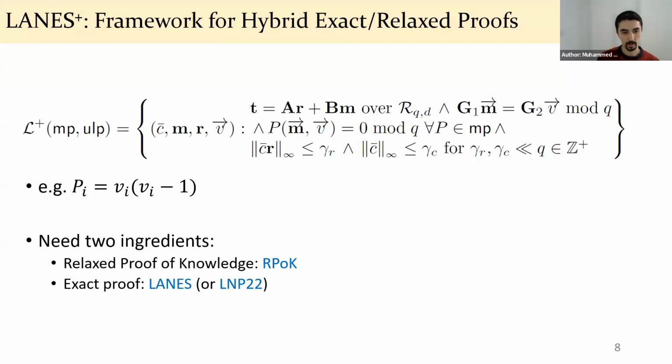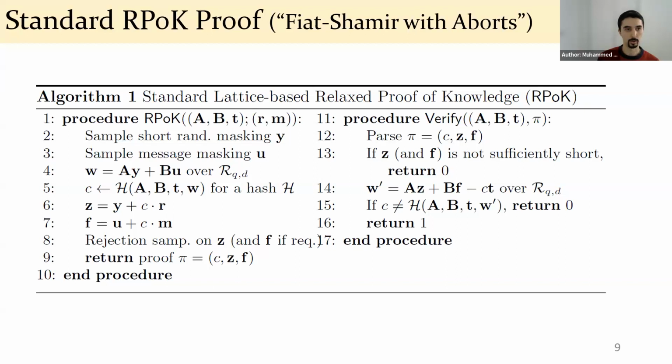Okay, and we need two ingredients for this. First off is a relaxed proof of knowledge, and the other one is an exact proof. And for this, we can use different things, as I mentioned. So let's look first at how a standard relaxed proof of knowledge works in the lattice setting. This is the so-called Fiat-Shamir with aborts setting.